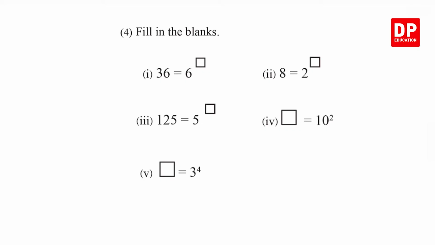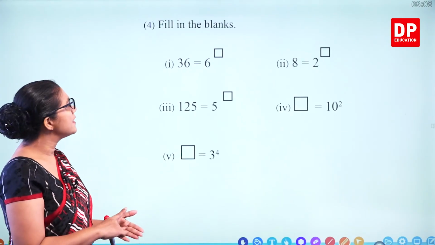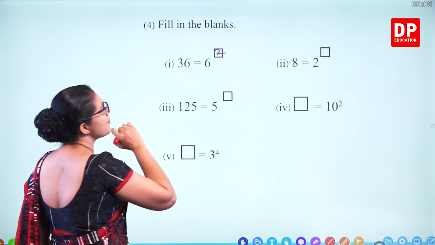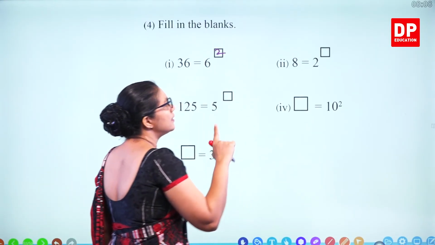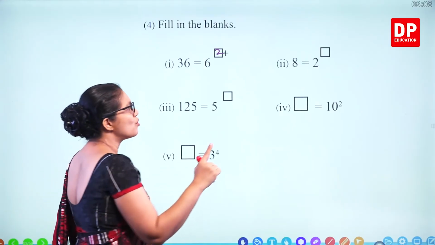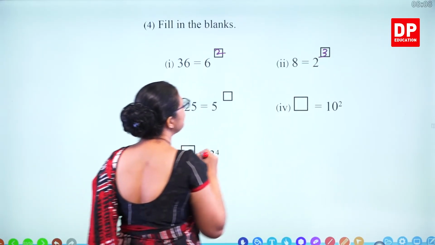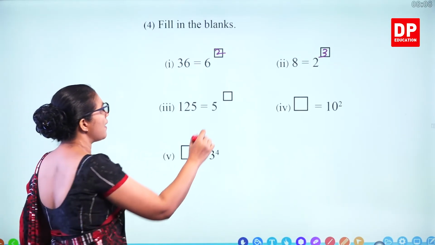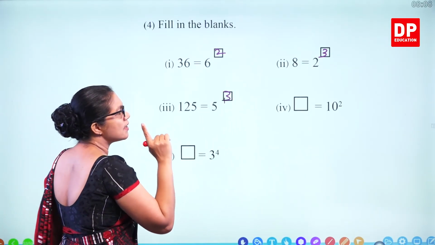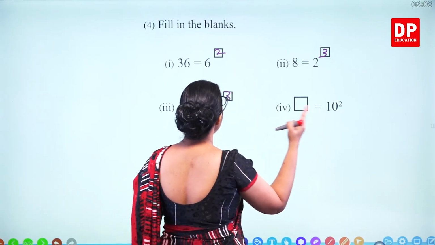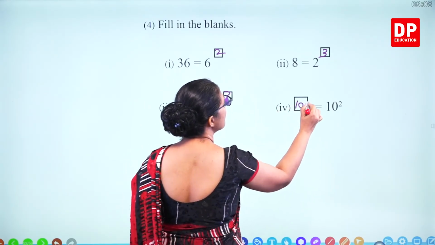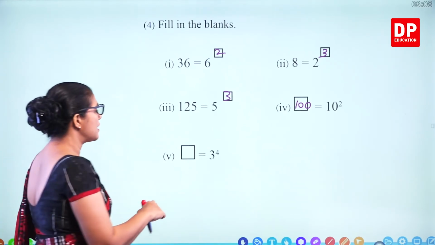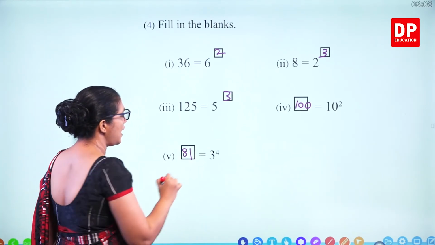Fill in the blanks. 36. Base is 6. 6 times 6, 36. So twice. 8. 2 into 2 into 2. 2 to the power of 3. 125. 5 into 5 into 5. 3 times. 10 squared. 10 into 10, 100. 3 to the power 4. 3 times 3, 9. 3 times 3, 9. 9 times 9, 81.